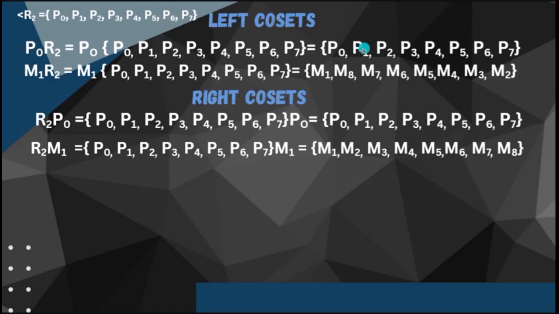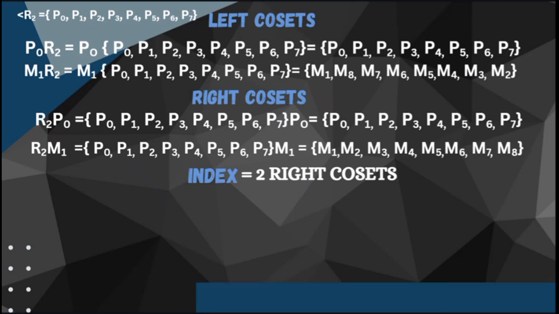Observe this left coset and right coset. The left coset and right cosets are not equal to each other. Therefore, it is not a normal subgroup. Since our subgroup is not a normal subgroup, the order of the factor group does not exist. Let's proceed to the index. Index is the total number of right cosets. As you can see here, we have two right cosets. So our index is two.